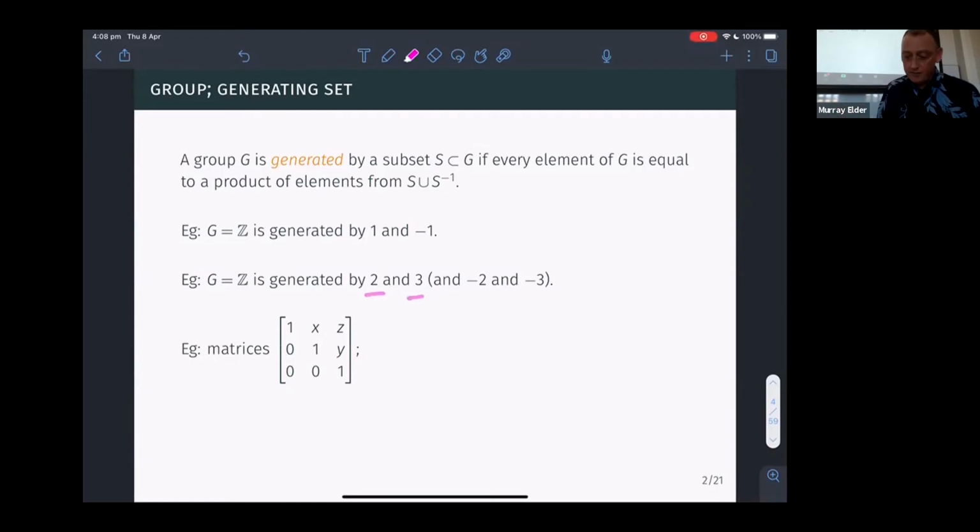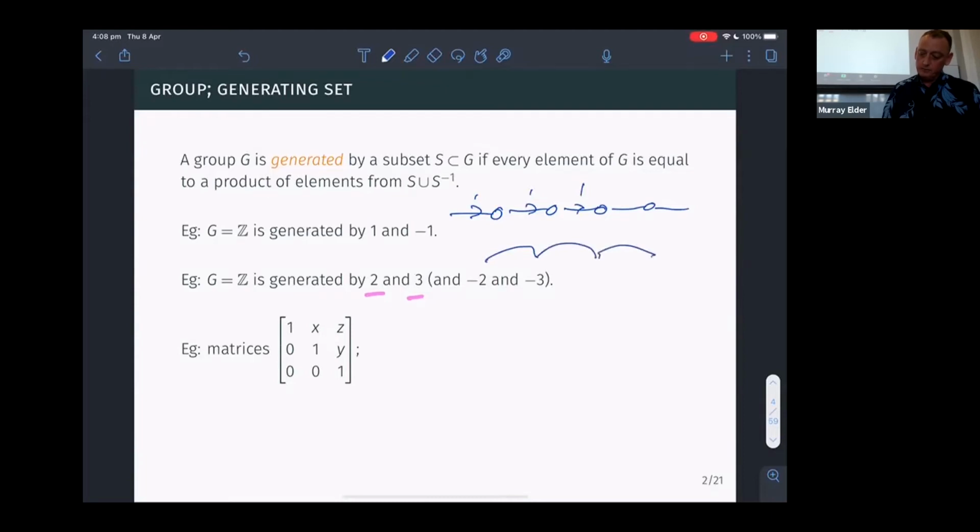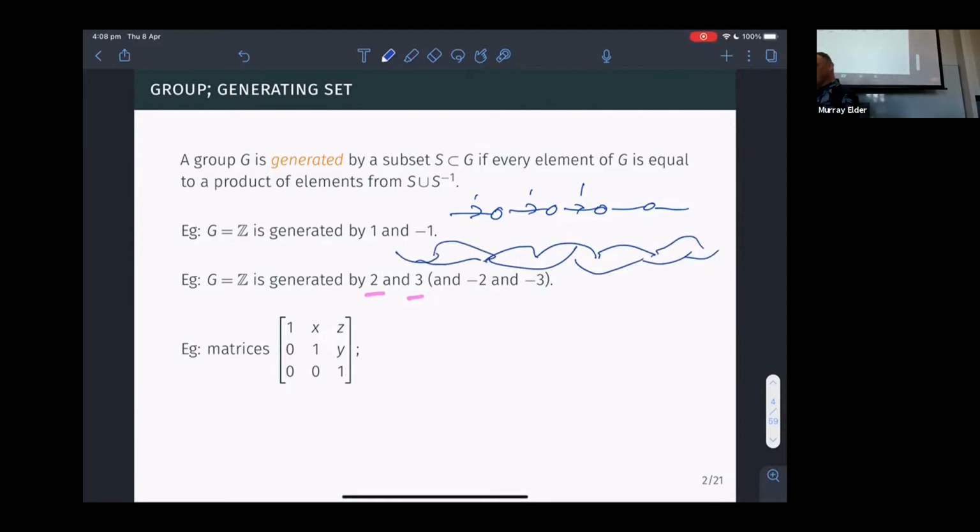So the Cayley graph that Adam was drawing will look just like the number line if it's generated by 1 and minus 1. But here it'll look a bit different. Very messy. It'll look from far away still like a straight line, but because I've messed with the generating set, I've got different ways to travel around the same group, if I choose to use 2 and 3 and their inverses.